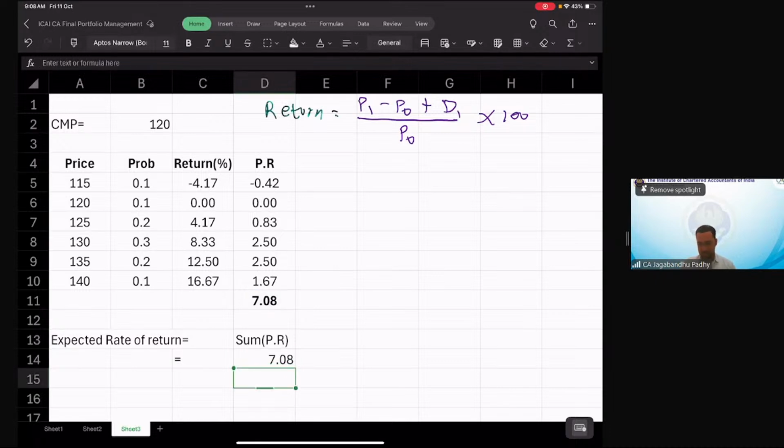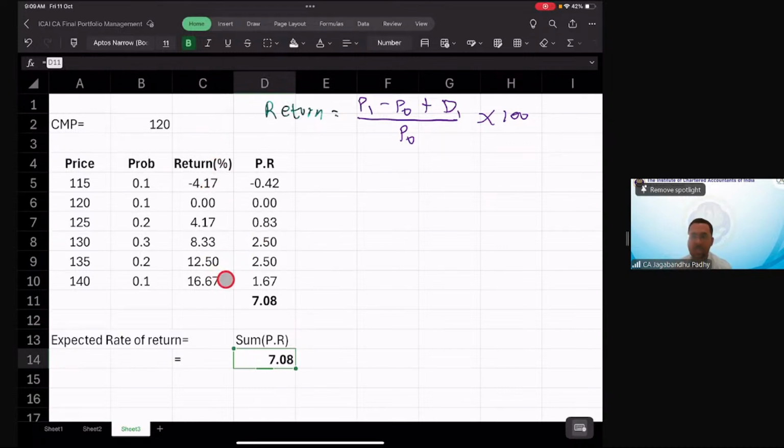But is this expected rate of return a sure and certain number, or is it subject to fluctuation? Of course, it is subject to some sort of fluctuation. There are possibilities that the rate of return may differ from this. And this is what we observe also. Rate of return, on an average, is 7.08. But the value may fall up to minus 4.17, and it may even go up to 16.67.